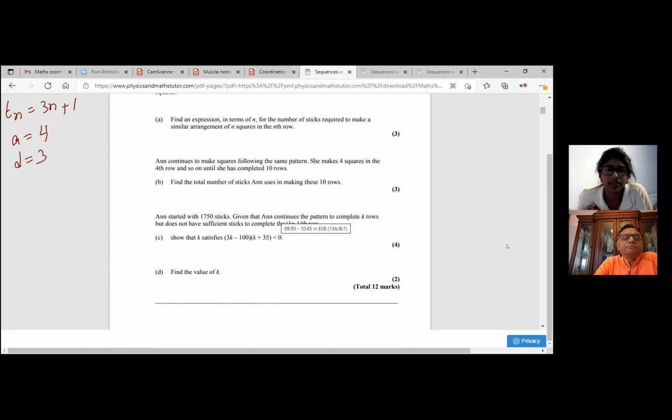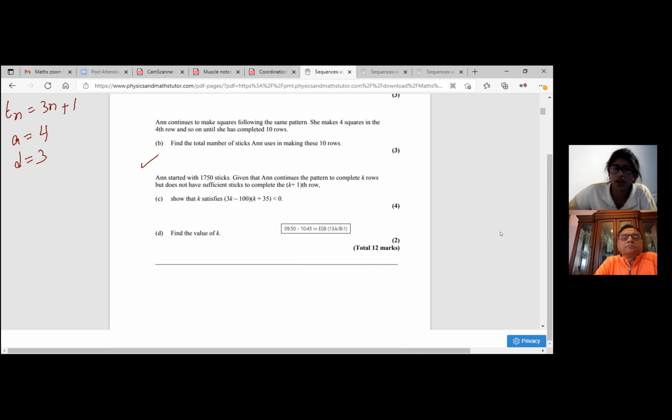So Anne started with 1,750 sticks. Given that Anne continues the pattern to complete k rows, but does not have sufficient sticks to complete the k plus 1th row. Part C, show that k satisfies 3k squared minus 100k plus 35 less than 0. Perfect.